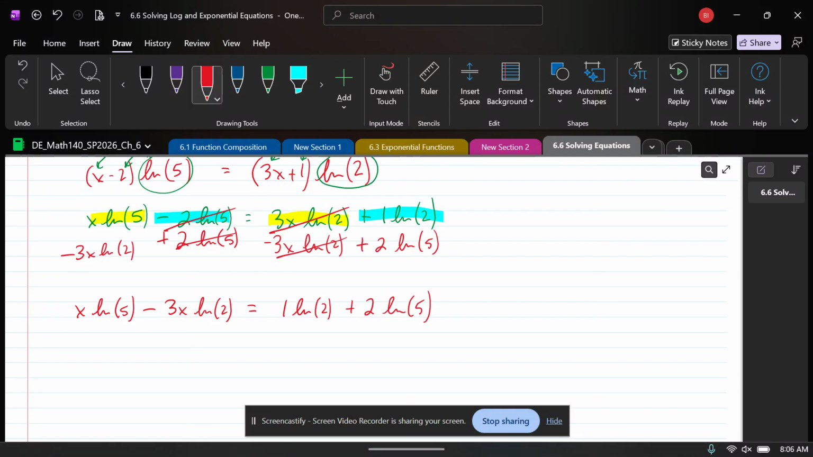Now, here's the fancy part. When you look at these two pieces on the left side, they both have an x. What you can do is factor that x out so that you have x times the natural log of 5 minus 3 natural log of 2. And this is still equal to 1 natural log of 2 plus 2 natural log of 5.